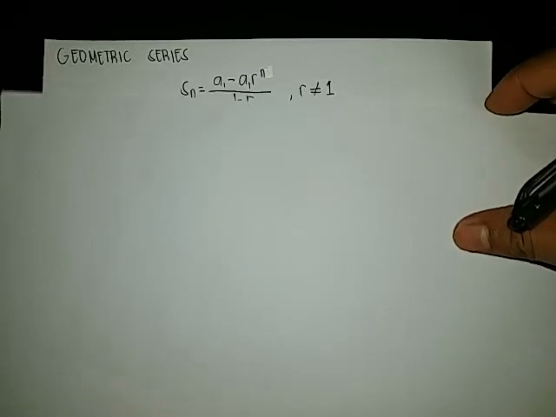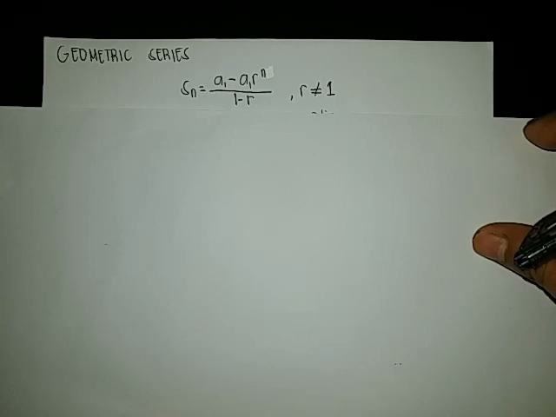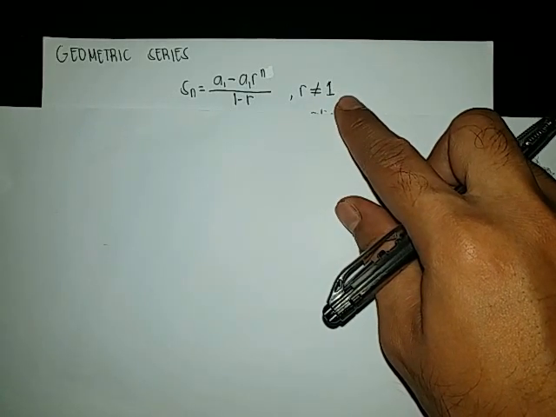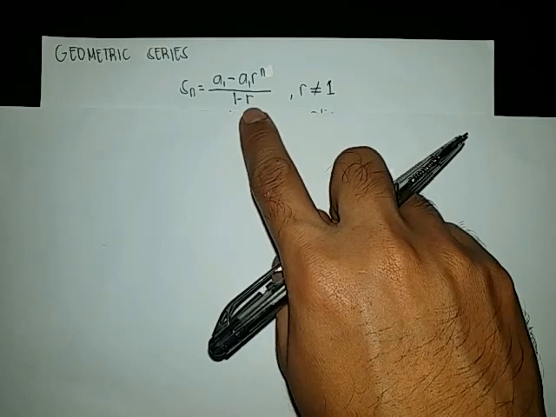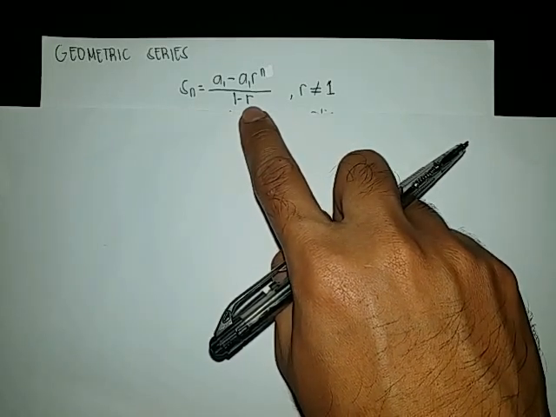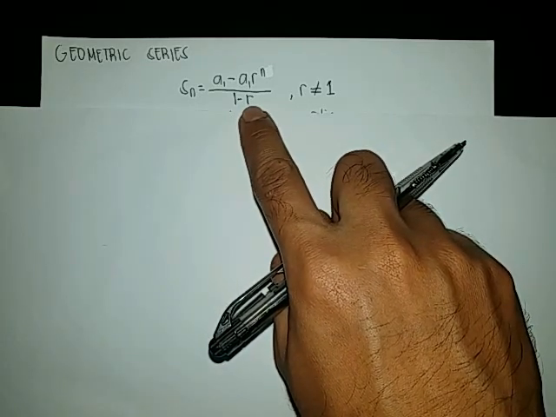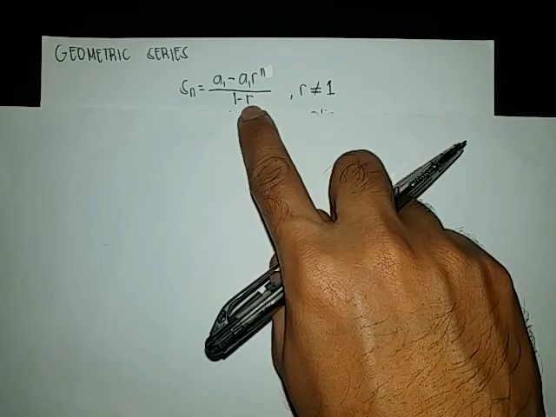The value of a geometric series can be computed using the formula S sub n is equal to a sub 1 minus a sub 1 times r raised to n all over 1 minus r, and our r should not be equal to 1. So, why should our r not equal 1? As you can see, if our r is 1, then that will be 1 minus 1, and 1 minus 1 is equal to 0. So, if the denominator of our fraction is 0, then that will be undefined. That will be a mathematical error.